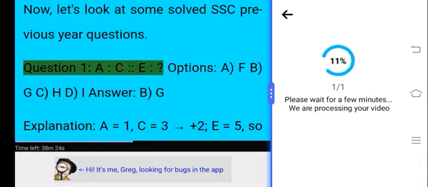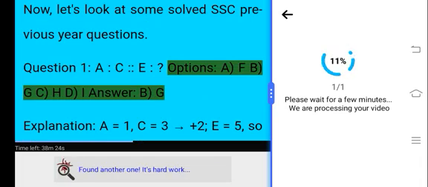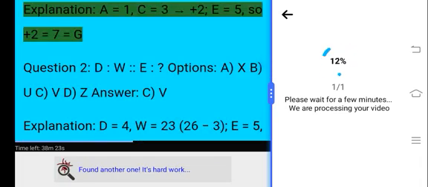Question 1. A, C, E. Options: A, F; B, G; C, H; D. Answer: B, G. Explanation: A equals 1, C equals 3, so plus 2. E equals 5, so plus 2 equals 7 equals G.